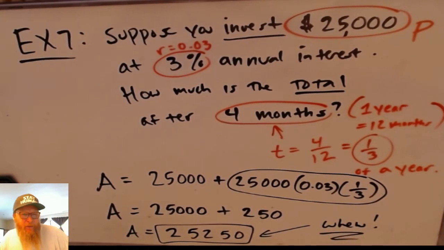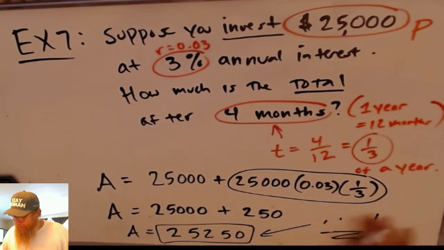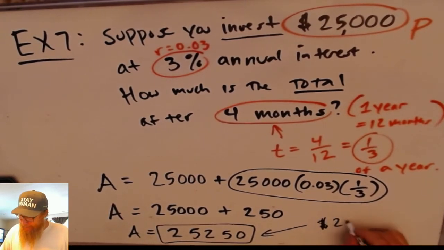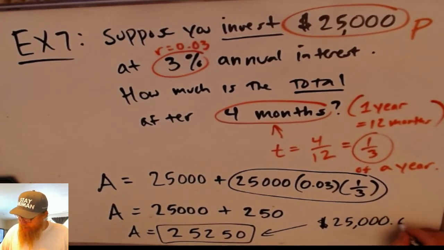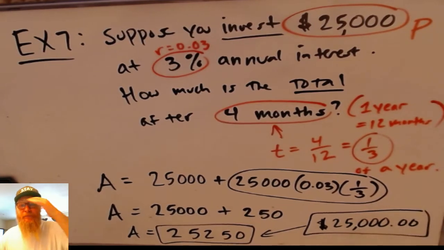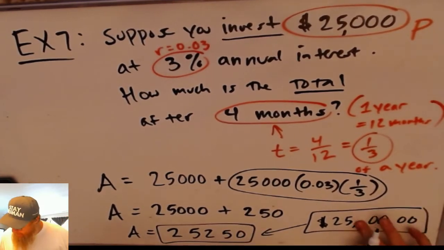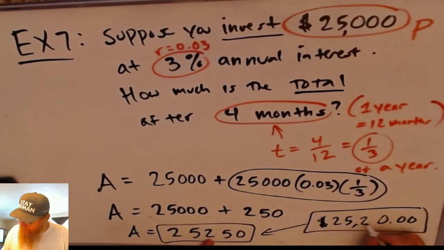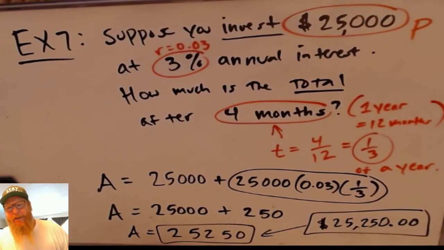So be patient, right? I wouldn't check on this account very often because it's just going to slowly grow. You come back in 20 years and this will probably have a lot more money in it. And again, these are dollars, yeah? So this is $25,000.00. Oh, I almost screwed up. $25,250.00. There we go.